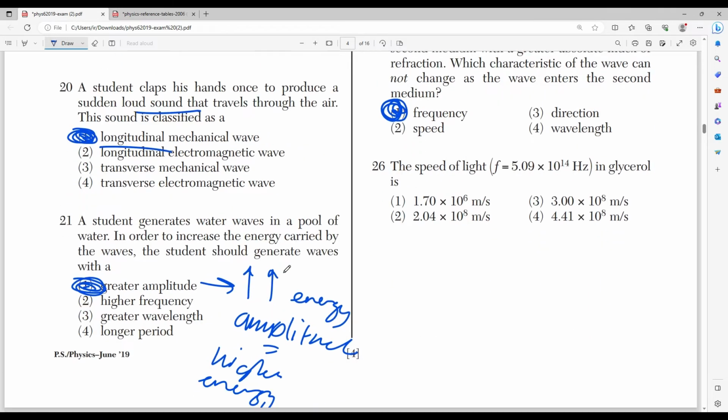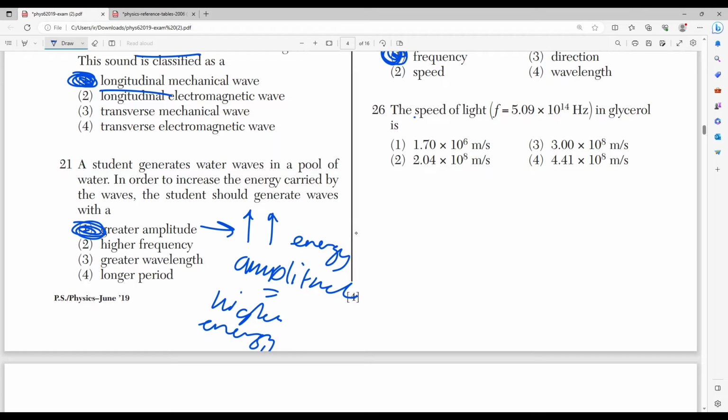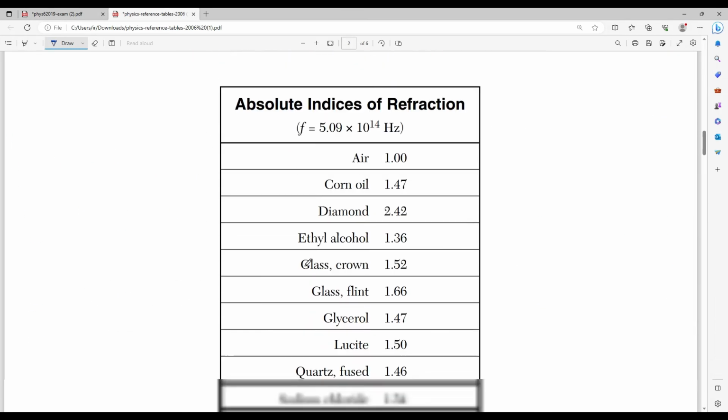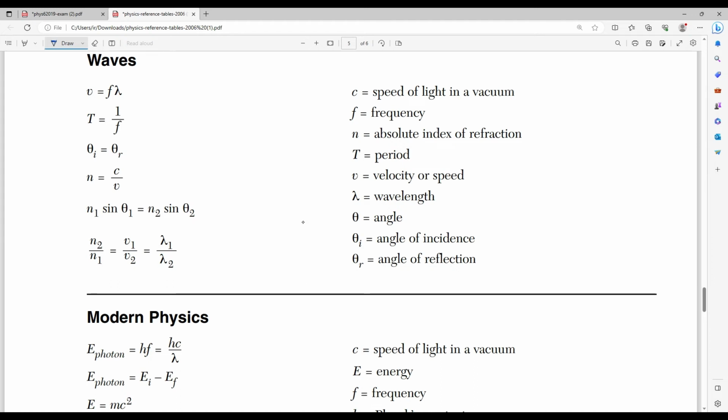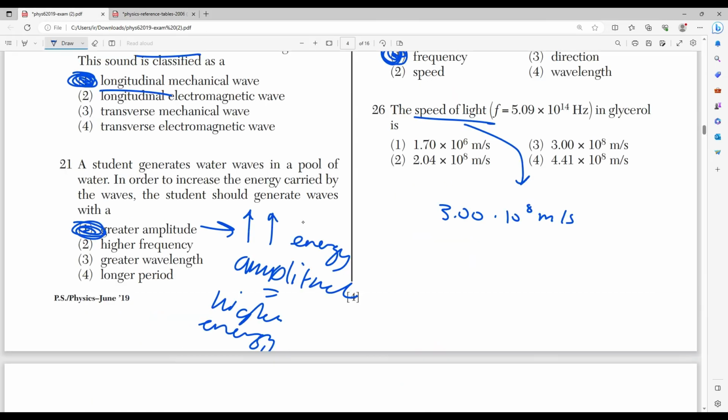26 says the speed of light in glycerol is what? Well, we know that the speed of light in a vacuum is 3.00 times 10 to the power of 8 meters per second, right? And we also know the formula. If we go down to waves, here we know that n, our index of refraction, is going to equal c, the speed of light, over v, right? So if n is equal to c over v, we know that v is equal to c over n, or the velocity of your light is going to equal the speed of light divided by the index of refraction, right? You can do this by multiplying by v on both sides and then dividing by n, right?